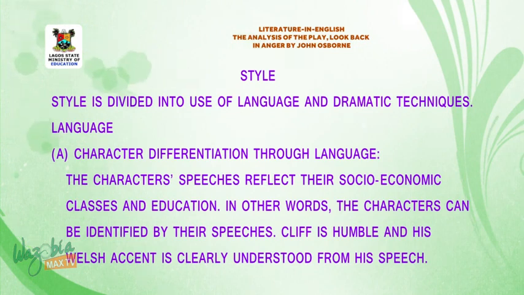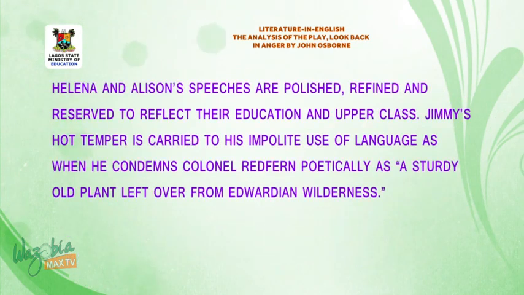Cliff is humble and his Welsh accent is clearly understood from his speech. Elena and Allison's speeches are polished, refined, and reserved to reflect their education and upper class. Jimmy's hot temper is carried into his impolite use of language, as when he condemns Colin Redfern poetically as, beginning of quotation, "a stale hold plans left over from the Edwardian wilderness," end of quotation.